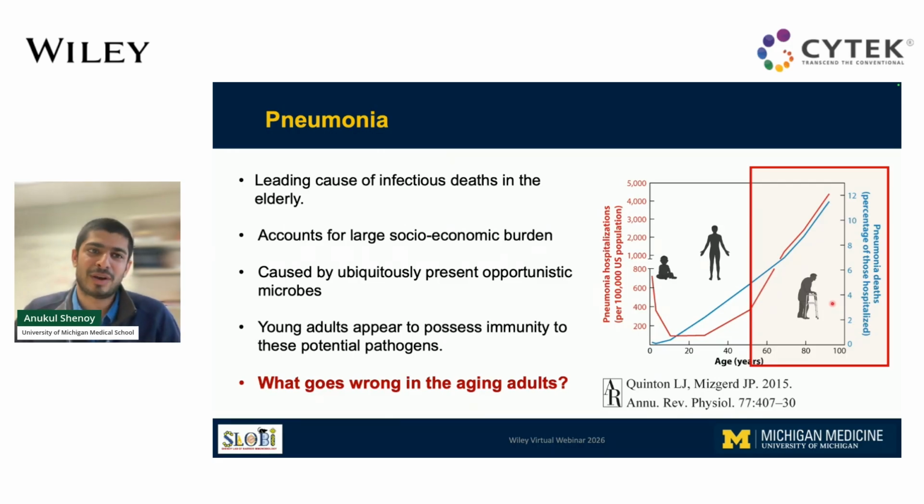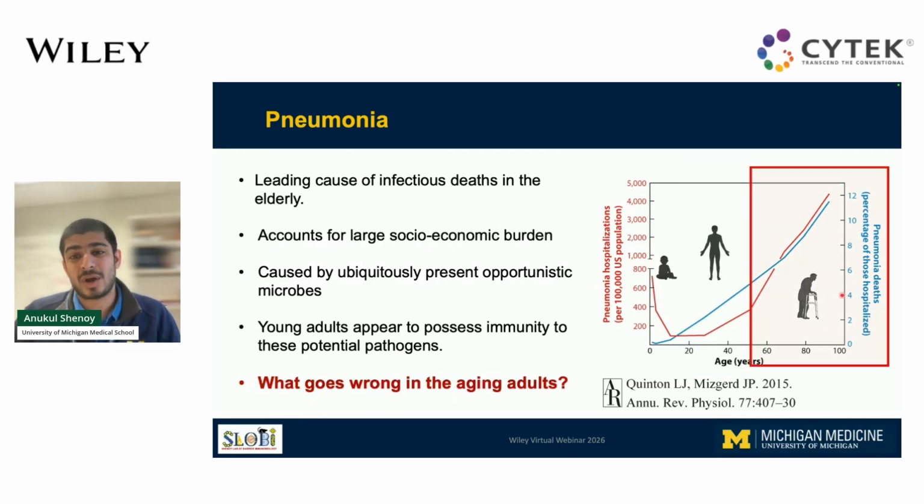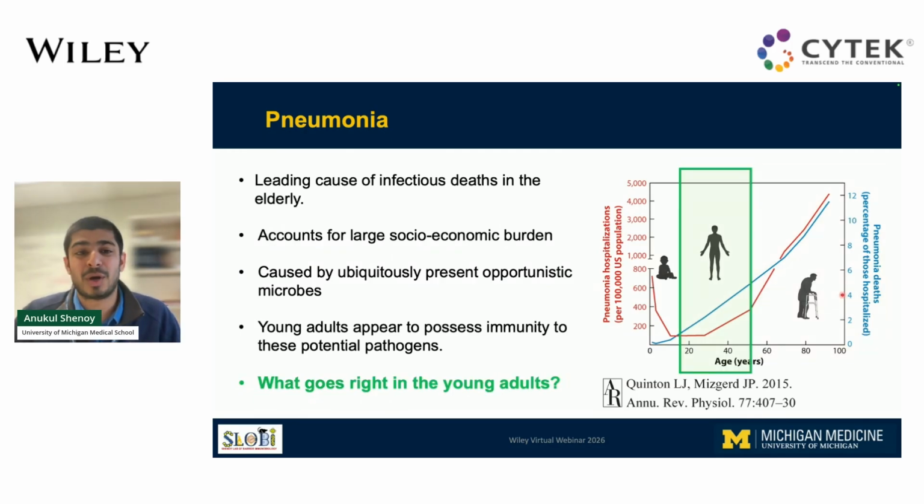And one way for us to think about this is if we want to know what caused a clock to break, it's useful to know what allows the clock to work. So in other words, to understand what is going wrong in the aging adults, maybe we want to first know what is going right in the young adults.